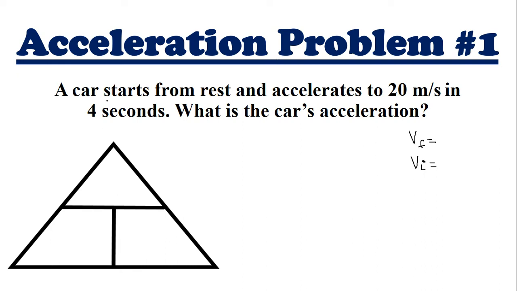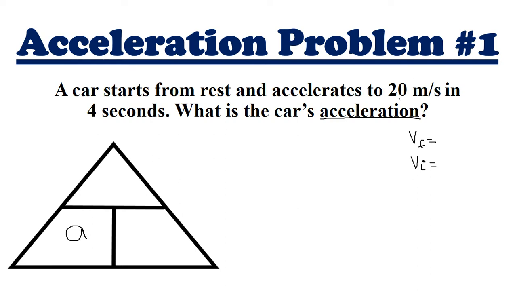So it says a car starts from rest and accelerates to 20 meters per second in 4 seconds. What is the car's acceleration? So the first thing we need to figure out is what are we trying to find? And according to the question, underlining acceleration, we're trying to find acceleration. Acceleration is represented by the lowercase a, and in the triangle, it goes here.